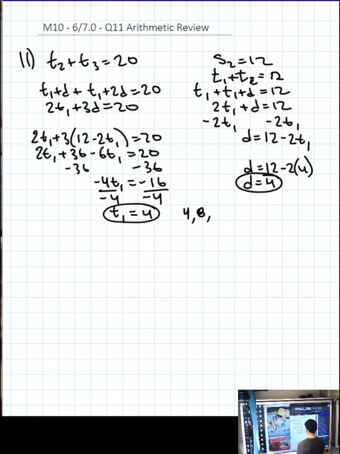And the sum of the first 2 terms is definitely 12, so that's good so far. Then our next term would be 12, and T2 plus T3, 8 plus 12, is 20, which are both correct. Very interesting questions, with a lot of algebra and a lot of manipulation to solve for what we're looking for.